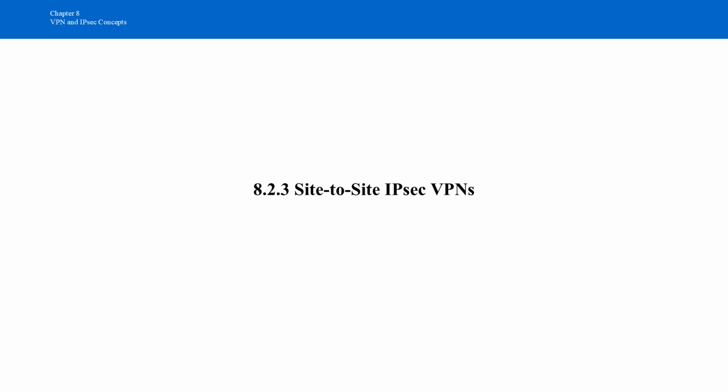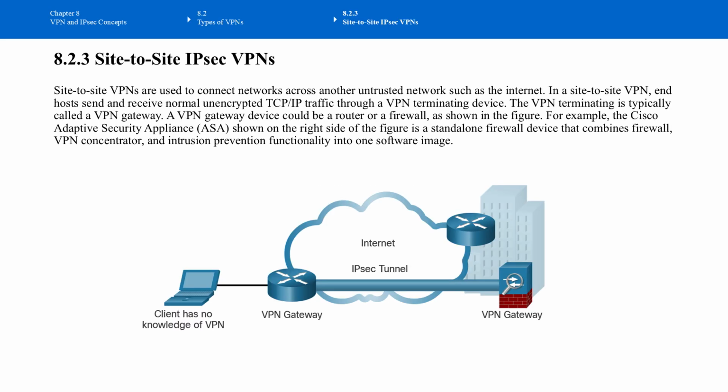8.2.3 Site-to-Site IPsec VPNs. This figure shows a site-to-site VPN using IPsec. VPN gateways at both locations create and maintain the secure tunnel. The IPsec tunnel crosses the public internet and encrypts traffic between the two networks. The client does not initiate the VPN and does not need VPN software.